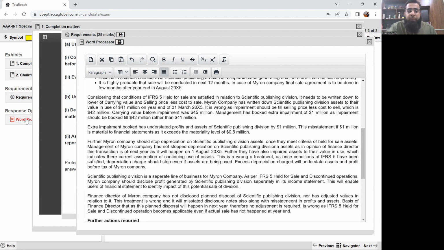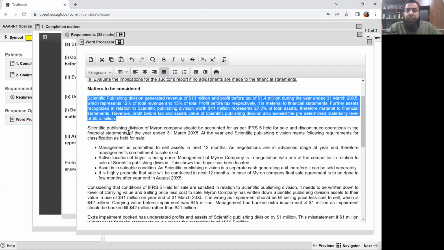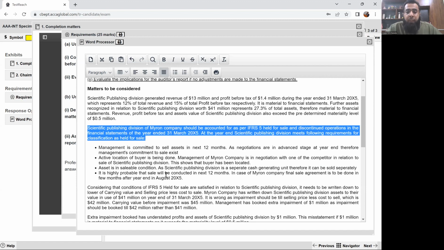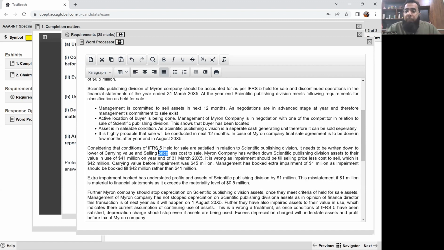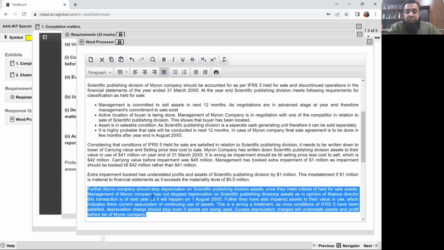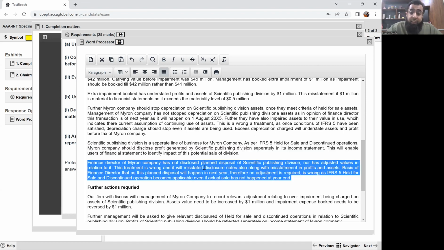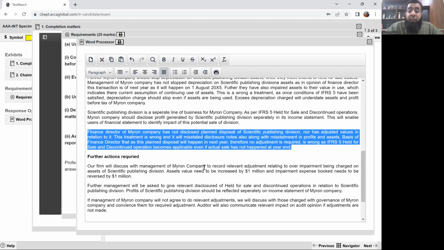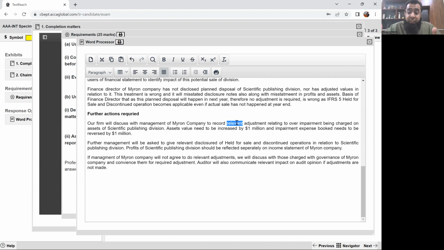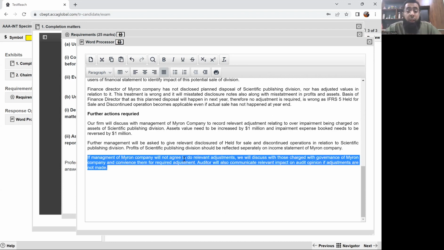Like if you look till here, how many marks have we done? First mark was for materiality. Then second mark on condition of held for sale. Then third mark was gained on the impairment treatment. Fourth mark was on impact. Fifth mark was on depreciation adjustment. Sixth mark was on discontinued operation disclosure. Seventh mark was on the finance director's argument. Then further actions, management to adjust it, 8th mark. Disclosure thing, 9th mark. 10th mark to communicate with those charged with governance. So apparently we are done with 10 marks.